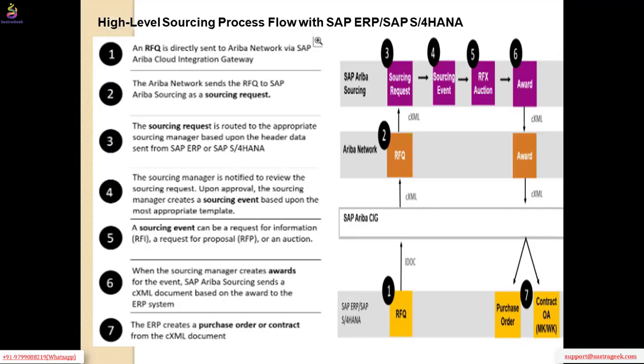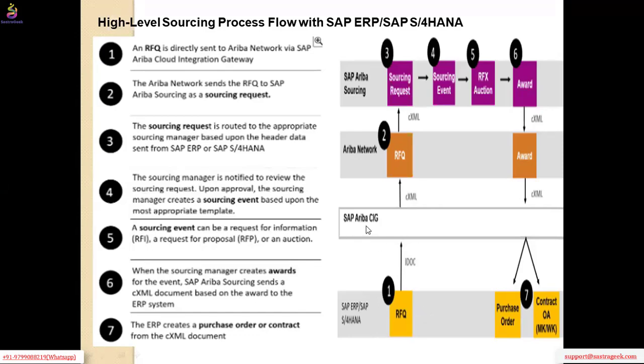When the RFQ is created in the S/4HANA system, it will be transmitted automatically, based on some configuration. We have to do some setup, and we also require an integration consultant. Based on the setup, this RFQ information will automatically be transmitted from the backend S/4HANA system to your CIG part.